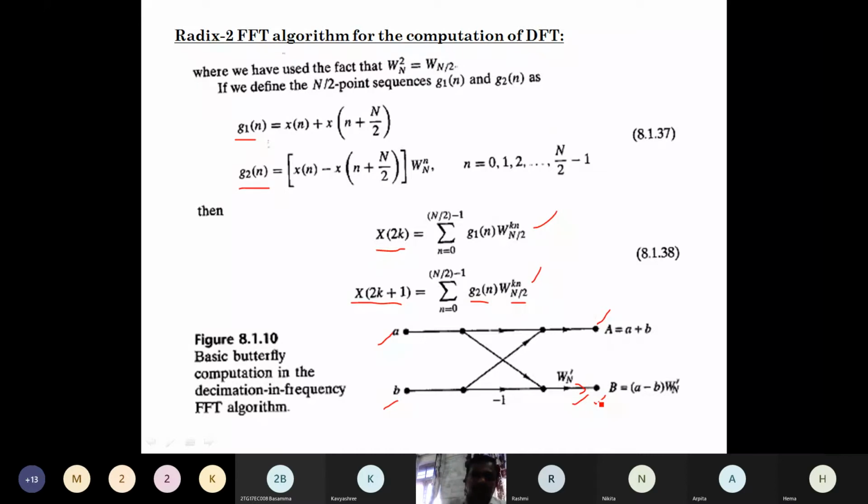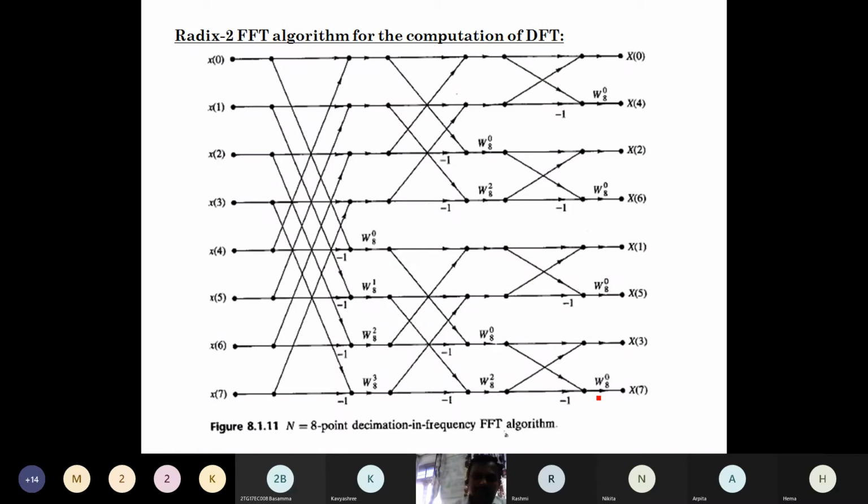So under DIF calculation, according to the mathematical steps, first we are going to divide the given x of k into even and odd elements of x of n. Next time we take x of k as first half and second half. This is exactly the reverse. We take the first half and second half of x of k, and finally we are going to consider even and odd sections of x of k. So according to that, the butterfly diagram has the twiddle factor multiplication of the second line at the output side. Now go for next.